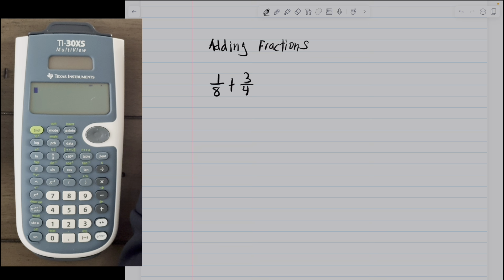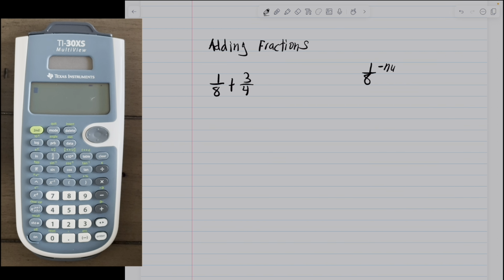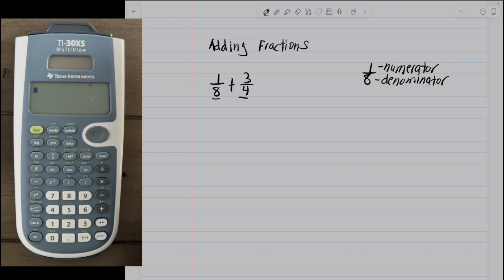Okay, let's learn some terms here. So 1 over 8. The 1 is called the numerator. And you might see that on the test, okay? And the bottom number is called the denominator. So always know that top number is called numerator, bottom number is called denominator. And to add these, the denominator has to be the same if you do it on paper. But on the calculator, you don't have to worry about that. So it makes it so much nicer.